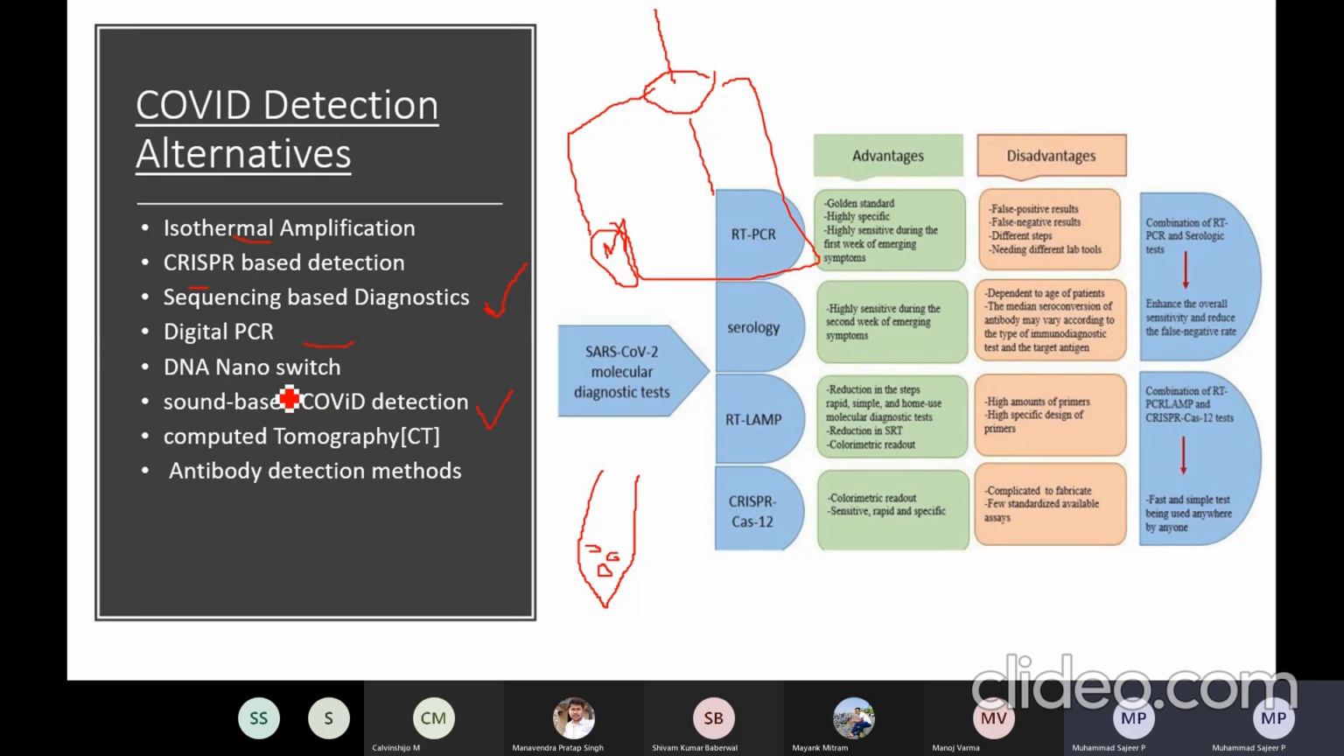And the DNA nanoswitches. In DNA nanoswitches, the nanoswitch oligomers bind the viral RNA and undergo a conformational change, which can be visualized on an agarose gel. And we also have antibody detection methods, such as IgG detection, which Mayank also mentioned.